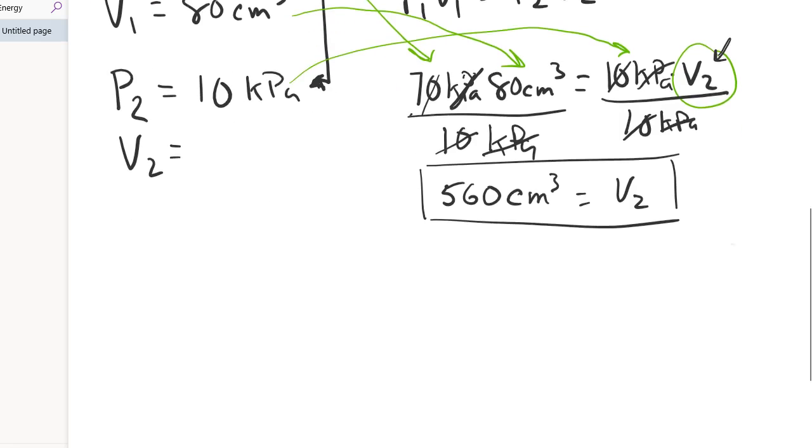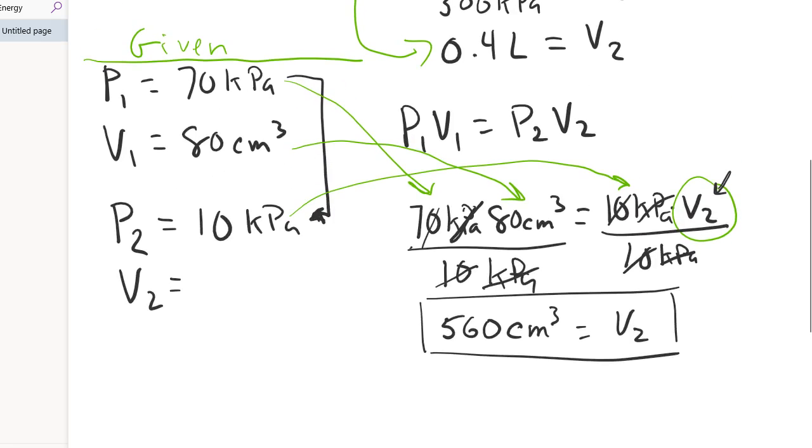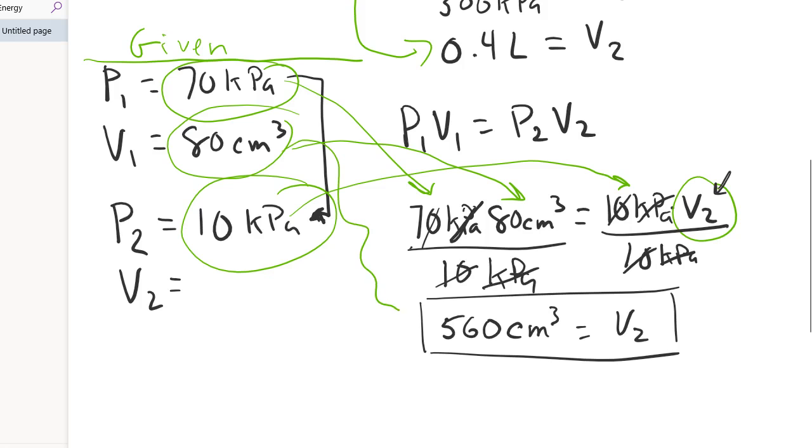Let's look at the second problem. Oh, before we go too far, let's see if that makes sense. We started again with 70 kilopascals and we had a volume of 80 centimeters cubed. Then we decreased the pressure. If we decrease the pressure, we would expect the volume to increase, and that's what happened. The volume got bigger.